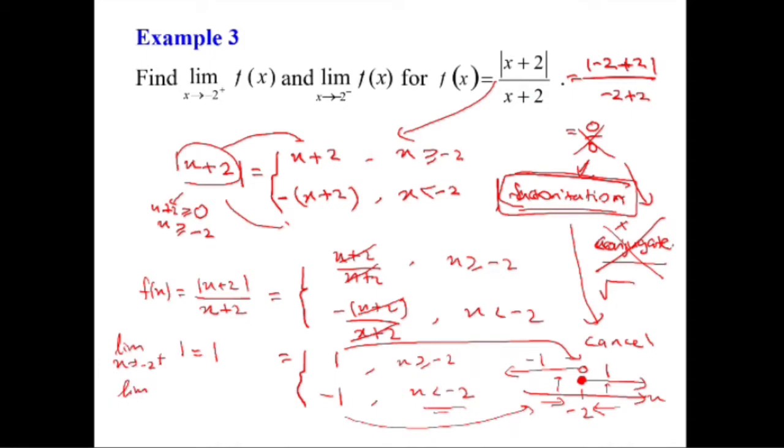Next, what is the value of the limit as x approaches negative 2 from the left side? From the left side of negative 2, the function is negative 1. So the final answer is just negative 1. So just leave your answer like this.